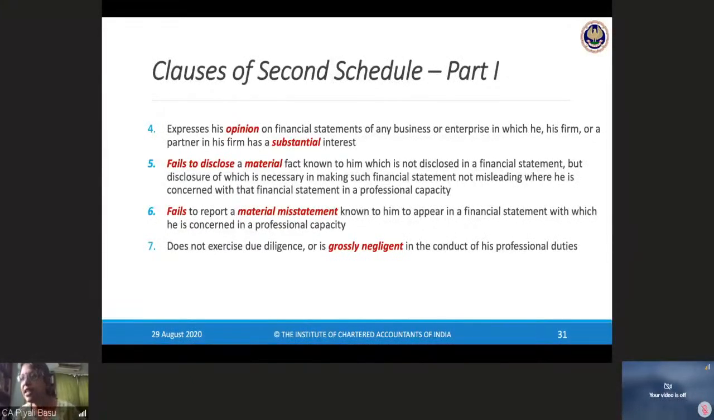You are saying the auditor is aware of the fact, it is not disclosed, but he is required to disclose that fact in the FS. Yes, that's what. Ranjit, you are right. Exactly, that's what we are meaning. That we are aware of a fact and we didn't disclose it. If you had disclosed it, the financial statement would not be misleading.